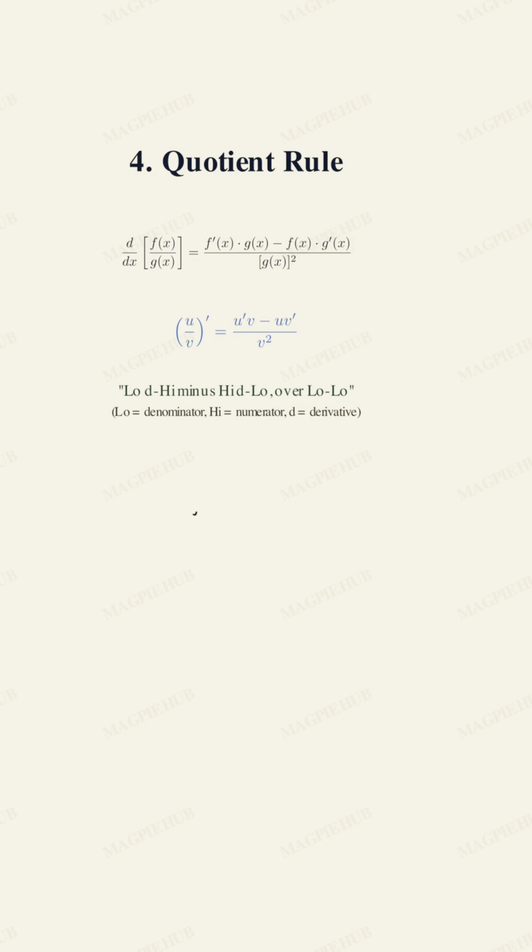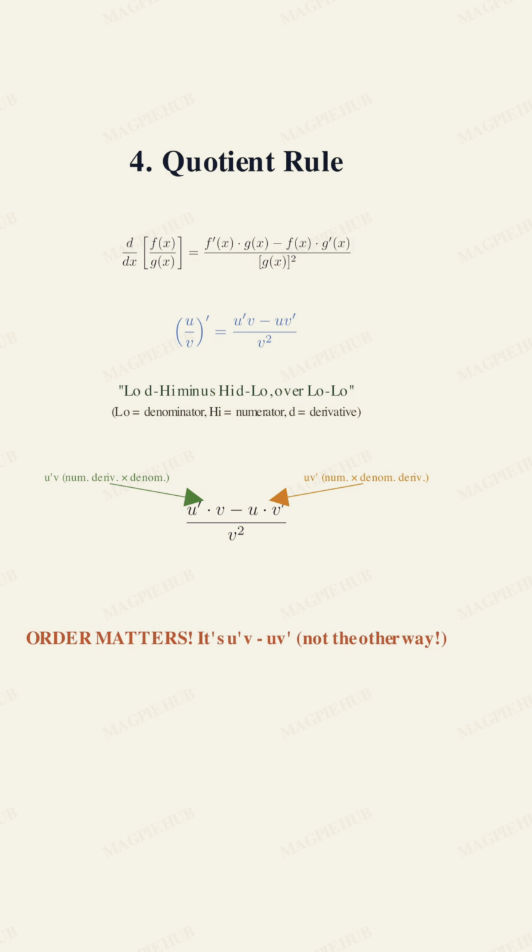Rule 4, the quotient rule. The derivative of u over v equals u prime v minus u v prime, all divided by v squared. The popular mnemonic, low d high minus high d low over low low. Here low means denominator, high means numerator, and d means derivative. Look at the color-coded formula, numerator's derivative in green times denominator in red minus numerator in blue times denominator's derivative in orange, all over denominator squared.